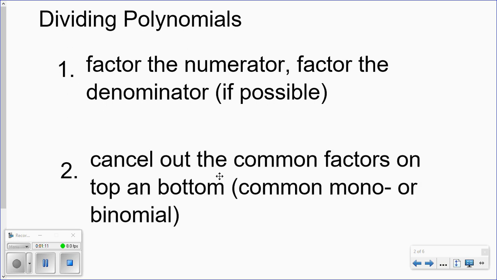Step two is to cancel out the common factors. So basically, what do both the top and the bottom have in common? Cross them out. Usually it's a common monomial, so you might have factored out a common GCF, or maybe when you factored it and you got your two binomials, maybe both top and bottom have the same binomial, so you can cross them out. So that's what we're going to do today.